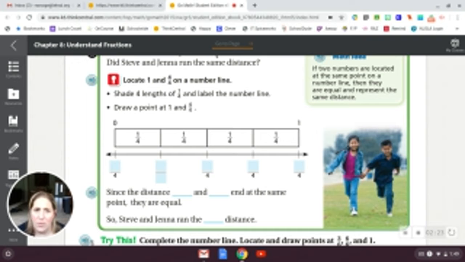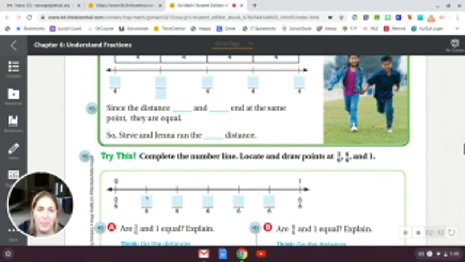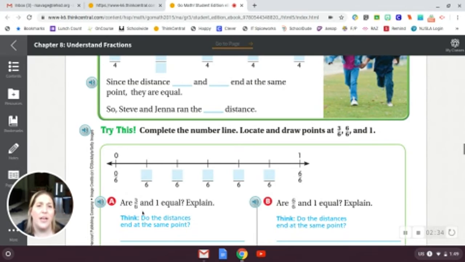Tell somebody near you. Tell the floor. Tell the couch. Tell the table. I think they ran the same distance because 4/4 and 1 are equal. Okay? Let's look at it with a different denominator.